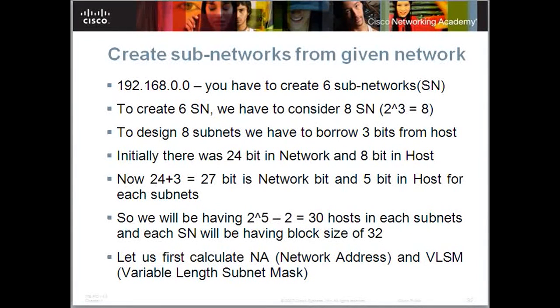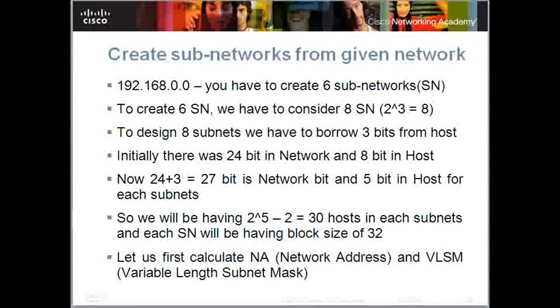So it's 8 subnetworks. To design 8 subnetworks, we have seen that we have to borrow 3 bits. Initially we have 24 bits in the network and 8 bits in the host. Now it is 24 plus 3, and we have a block size of 32 in each subnetwork, and we'll be having 30 hosts. 30 hosts means 1 for the gateway, 29 for PCs.